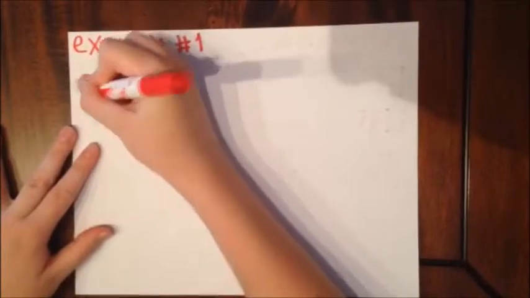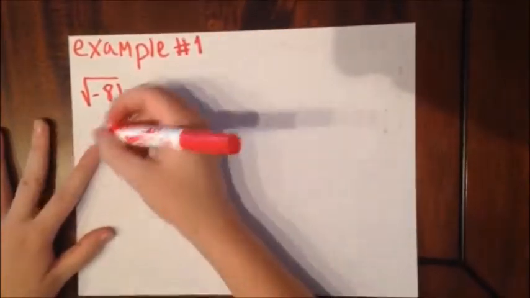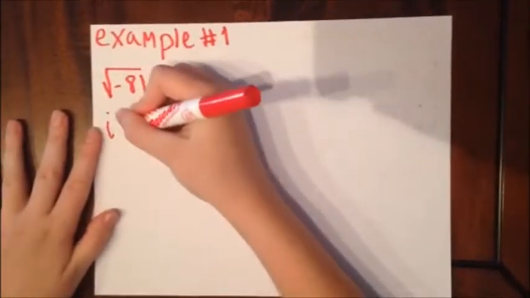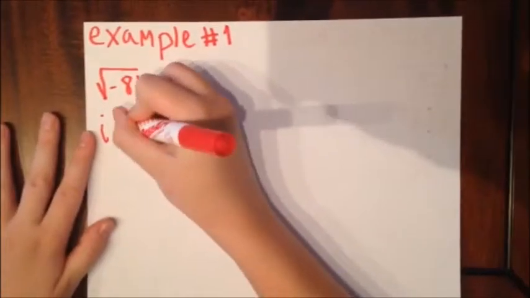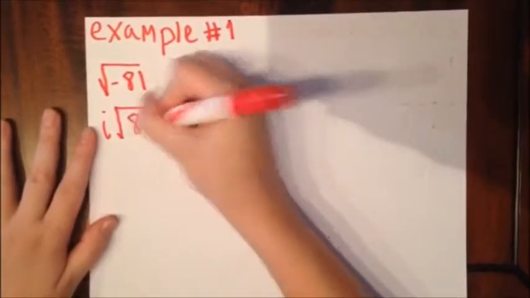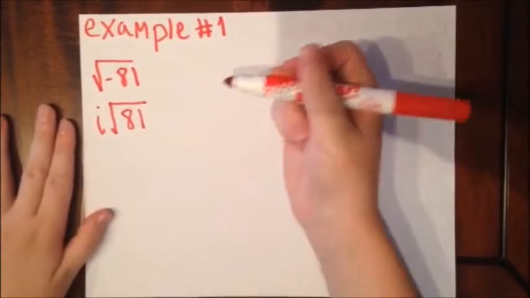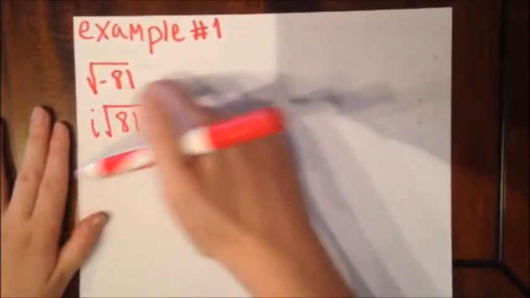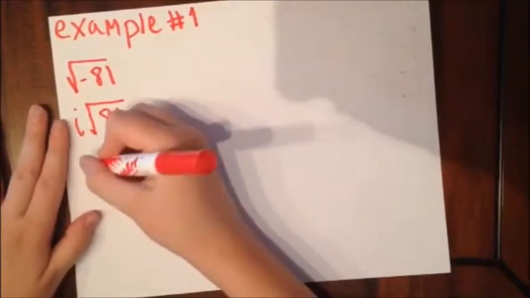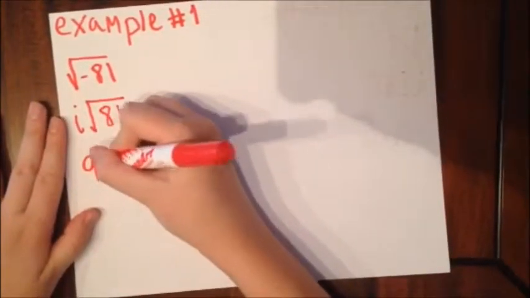Example number 1. We are going to take the square root of negative 81. Now, you can take the negative sign out by multiplying it by i, our sign for imaginary numbers. Now you have i times the square root of 81. Now we can take the square root of 81, leaving 9i.